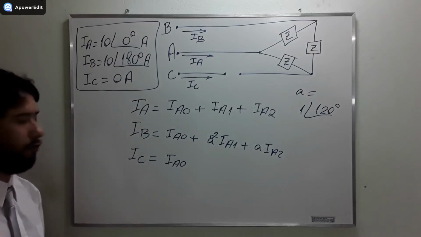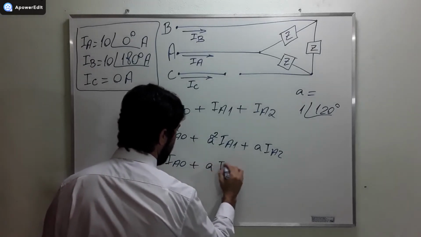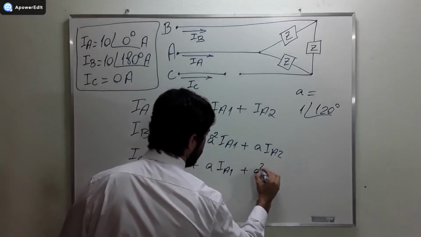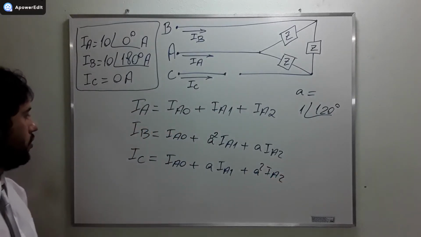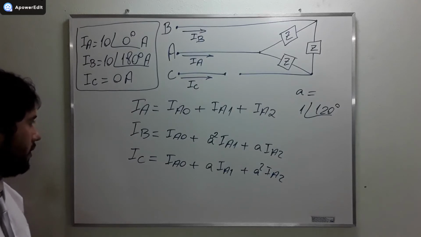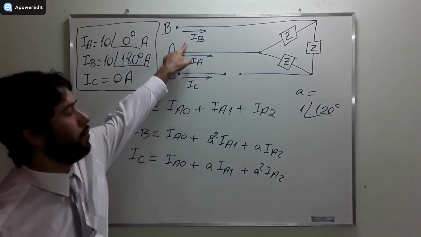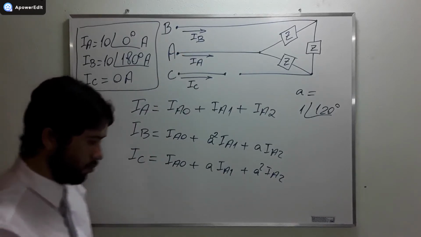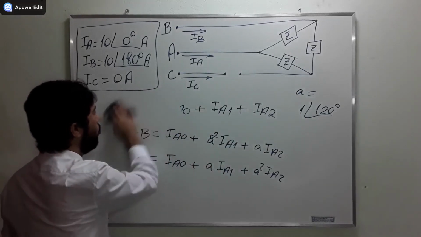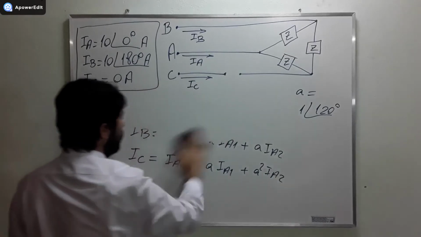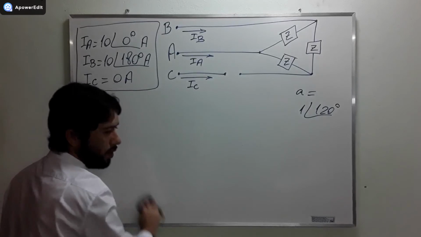We're going to do the same for IC. And we get IA0 plus A IA1 plus A squared IA2. Okay? Using this, we have everything at hand to calculate the symmetrical components of these currents. So, let's do it. We're going to write it in a matrix equation like this. Continue watching and you are going to know everything about symmetrical components.